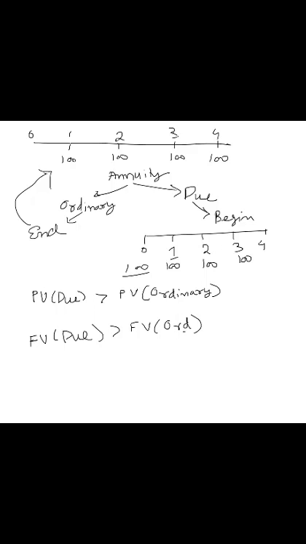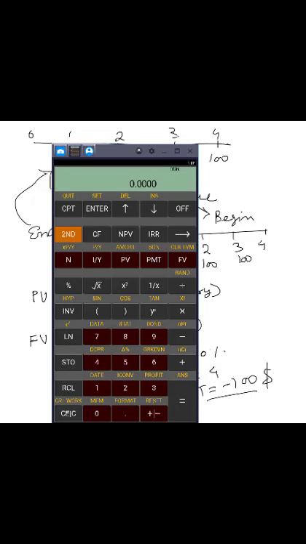Let's take an example. Let's try solving the same $100 example using a financial calculator. Let's assume our interest rate is 10%, the period is 4, and the payment we are making is $100. So let's go back. First of all, we should clear the memory, which you all know. So let's start with 4.